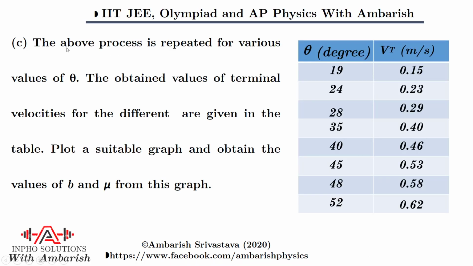So part C: the above process is repeated for various values of theta. The obtained values of terminal velocity for different theta are given in the table. Somehow the thetas are not printed here, but there is supposed to be a theta column over here. Plot a suitable graph and obtain the values of b and mu from this graph. So theta versus terminal velocity is available, and we are supposed to find out the values of b and mu.